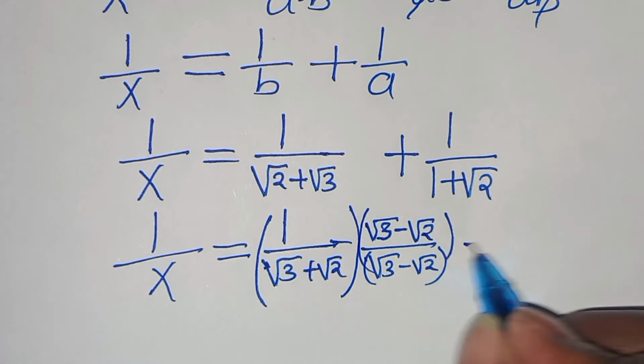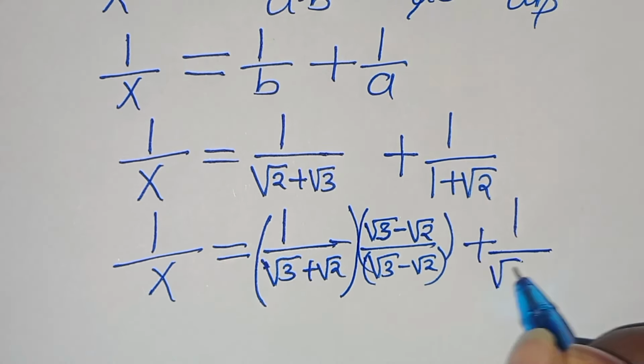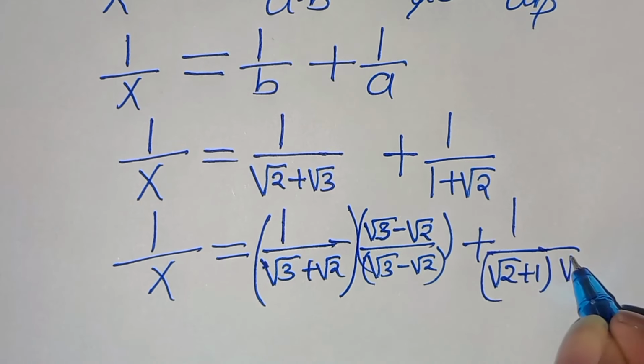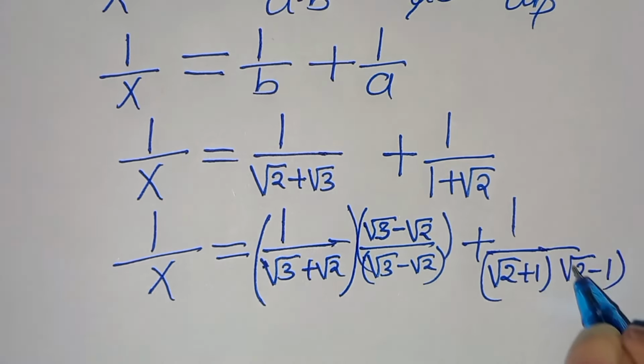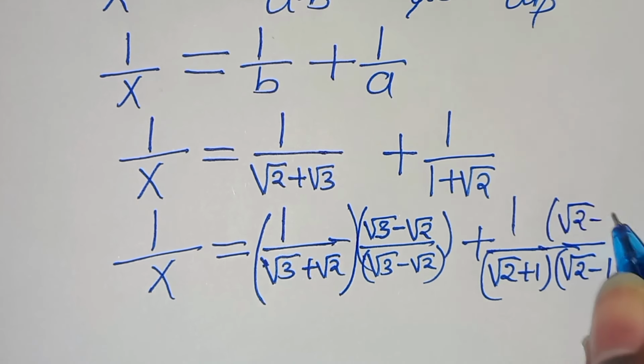Then plus, again here we have to introduce a conjugate. Remember, this is square root of 2 plus 1. The conjugate here is square root of 2 minus 1. We also multiply the numerator with the conjugate, which is square root of 2 minus 1.